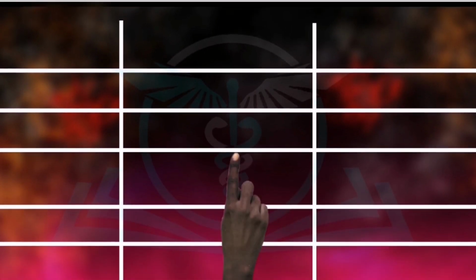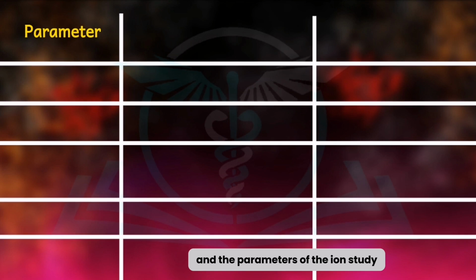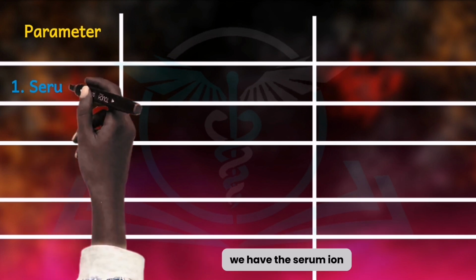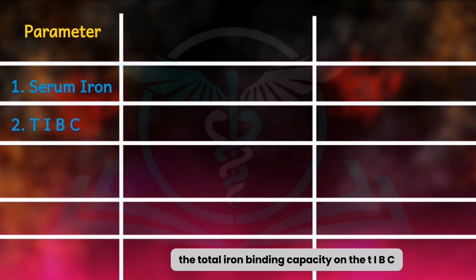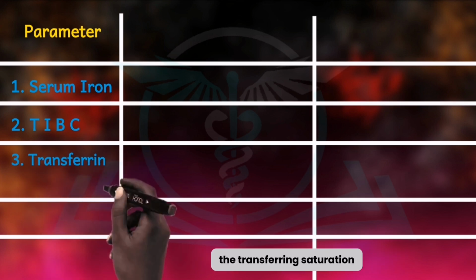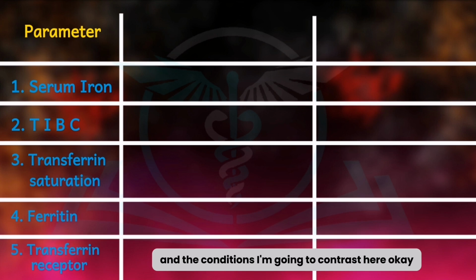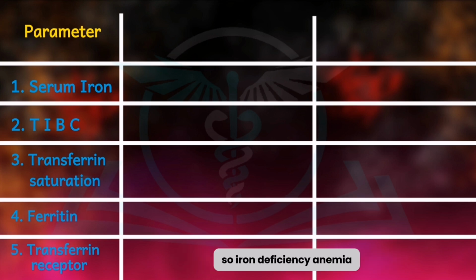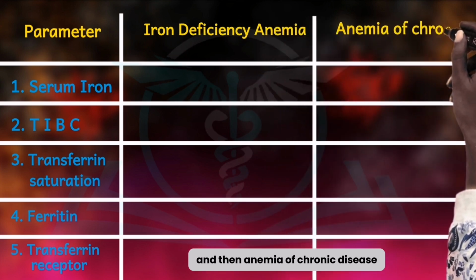Now I am going to show you this table, and I'm going to put the parameters of the iron studies panel here. We have the serum iron, the total iron binding capacity or the TIBC, the transferrin saturation, the ferritin, and then the transferrin receptor. And the conditions I'm going to contrast here, the ones commonly tested in the exam, are iron deficiency anemia and anemia of chronic disease.